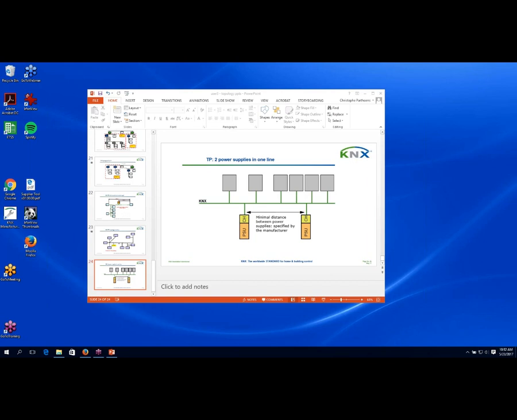Next question. Let's assume we have 60 participants on one side of the building and 60 on the other side. How to decide between one line of 120 participants and 2 lines with a line coupler?